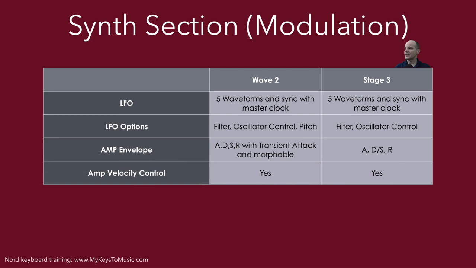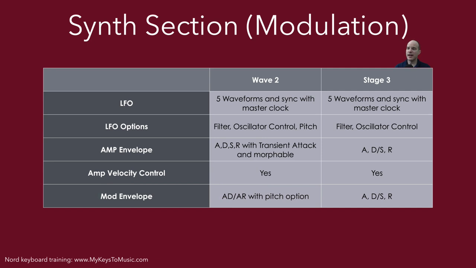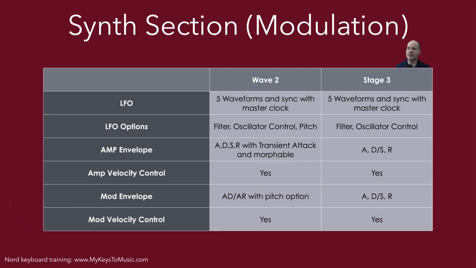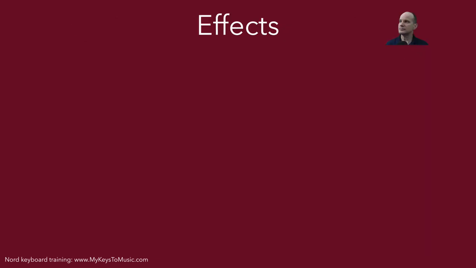They both have velocity control over that amplifier, and they both have the ability to have a mod envelope. The Wave 2 uses an attack decay or an attack release option, and it does have the added pitch option, which the Stage 3 does not. The Stage 3 has a modulation envelope that is an attack, a decay, sustain knob combo, and a release. They both have modulation velocity control as well.